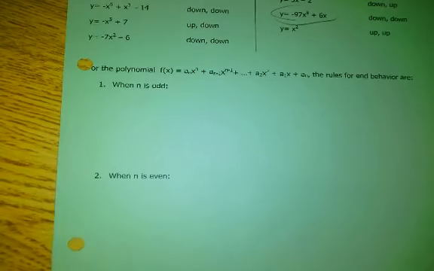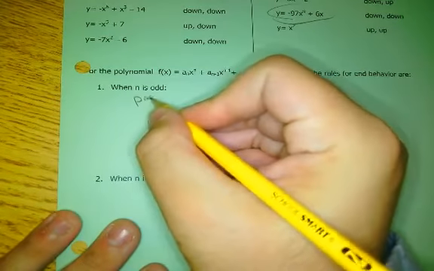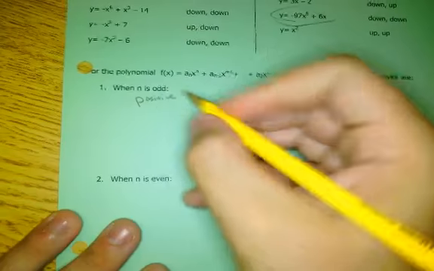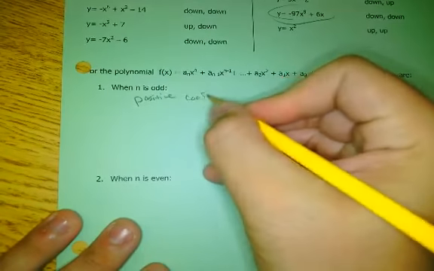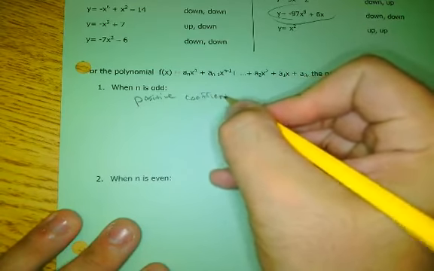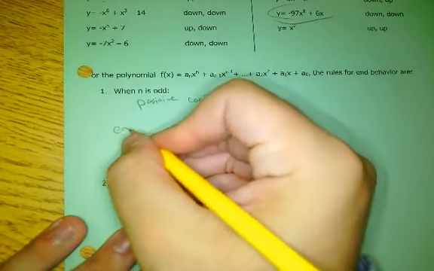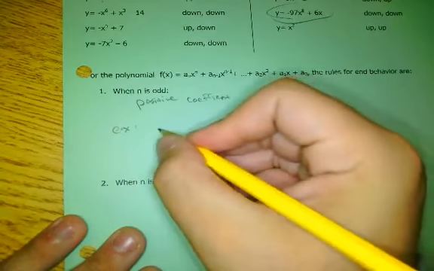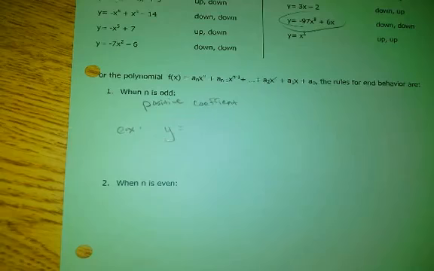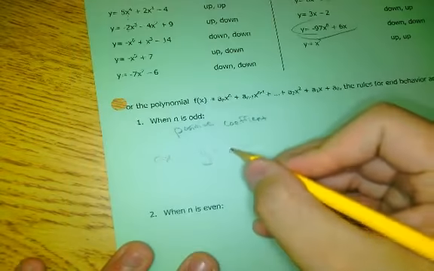So when n is odd, and I really just did this, I'm going to give you more examples though. So when n is odd and it has a positive coefficient, let's come up with some examples. What's a polynomial that's odd and has a positive coefficient? x cubed. So what does that look like?